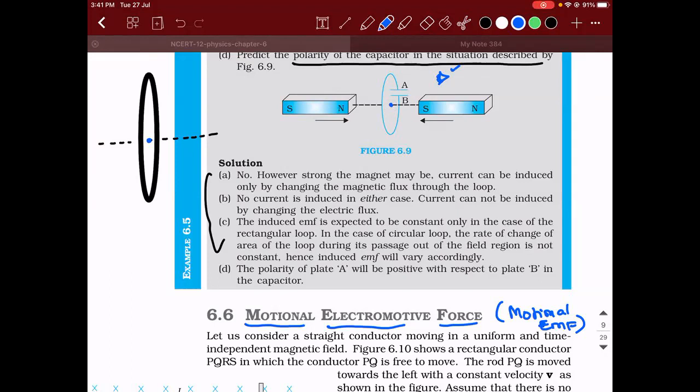Now you tell me, guys, when you're seeing from this side, you have the south pole moving towards the coil. When you have the south pole moving towards the coil, what pole will get generated? South pole will get generated. So due to south pole, what will be the direction of current? It will be clockwise. So when it is clockwise, then we can say that B should be positively charged and A should be negatively charged. But there is a mistake in the answer that they have given. This is wrong. So the plate B should be positively charged and the plate A should be negatively charged.